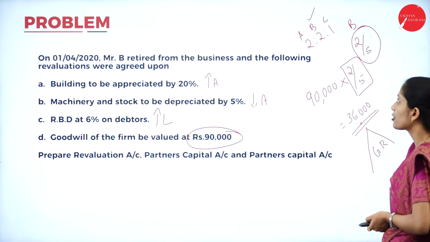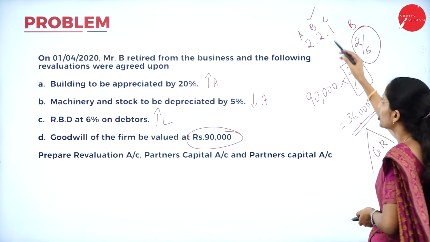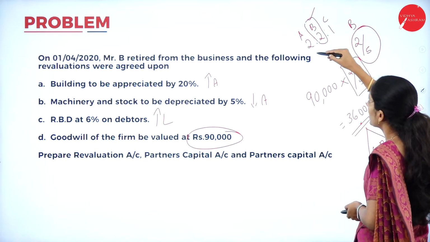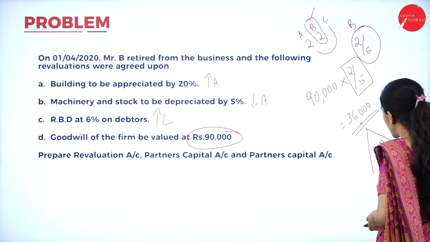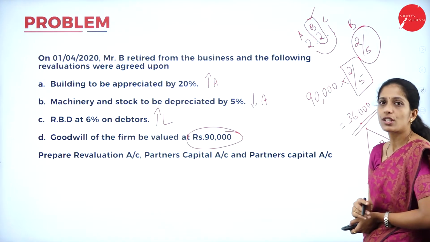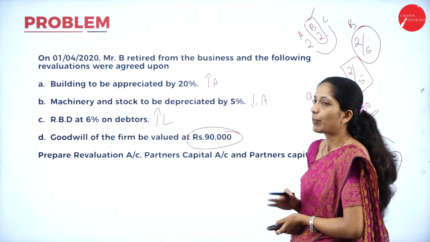Now what is a gain ratio? They have not given any information. Now leave the share of B. What is the remaining share? 2:1. So this has to be distributed in the 2:1 ratio. So this is about retirement.